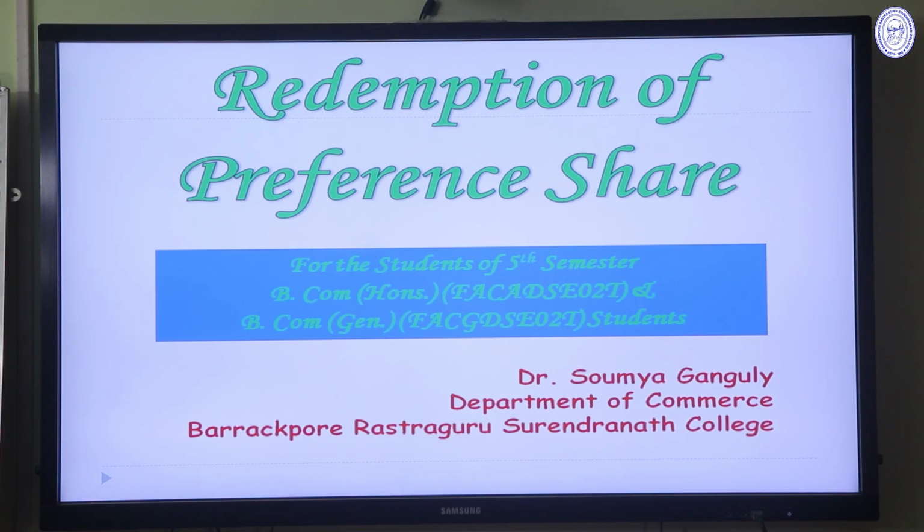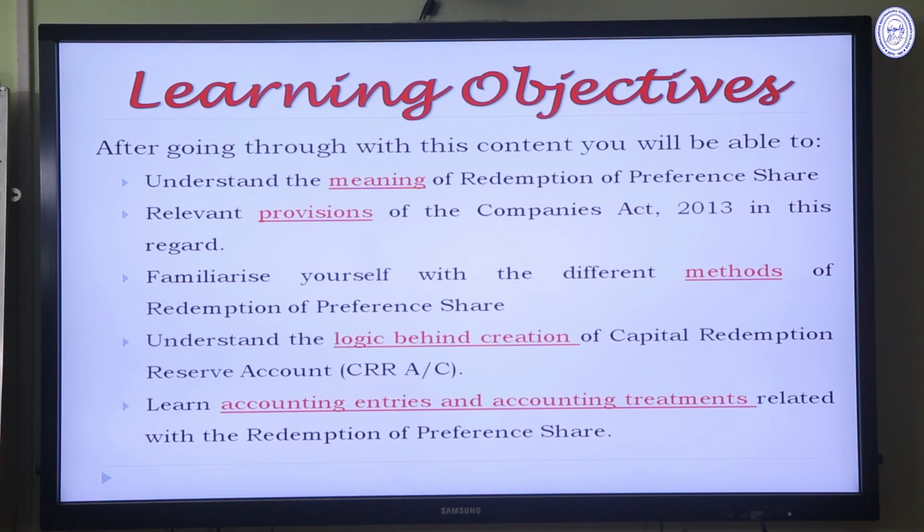So, before going into the detail of today's class, what we have learned in this section? For this, we need to know the learning objectives. After going through this class, you will be able to understand the basic concept of redemption of preference share. What does it actually mean by redemption of preference share? That will be discussed in today's class.